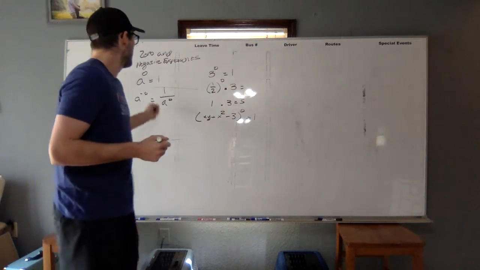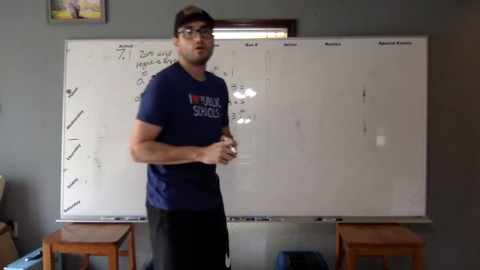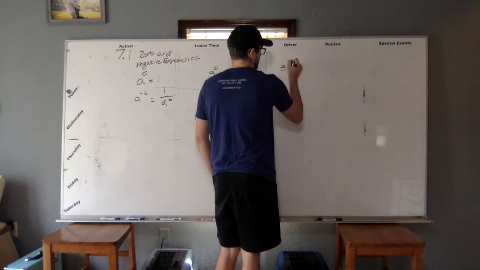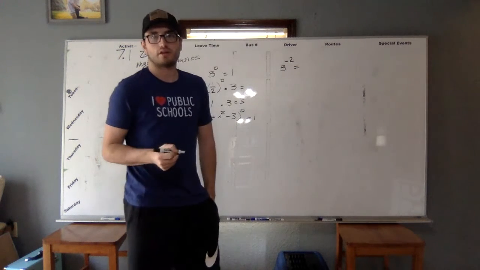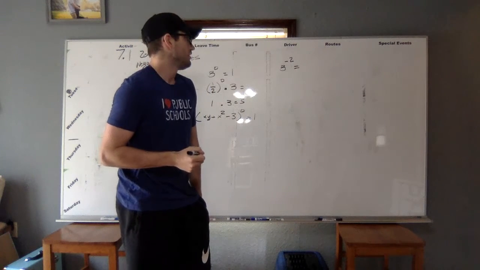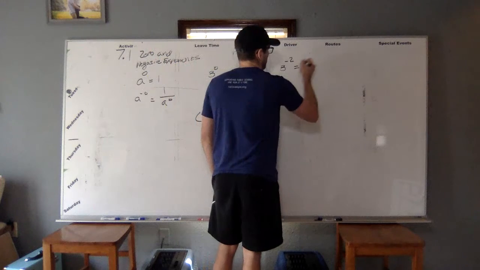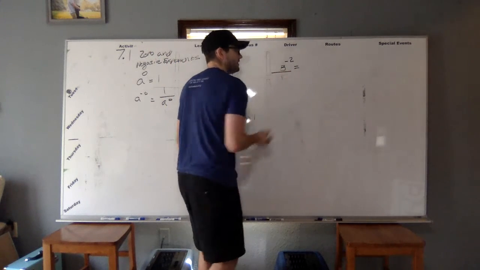Now, when we get to the negative exponent rule, okay? Now I get something like 3 to the negative 2, okay? 3 to the negative 2. So because I'm taking a number to a negative exponent, the first thing I need to do is flip it. So really, this is over 1, okay?